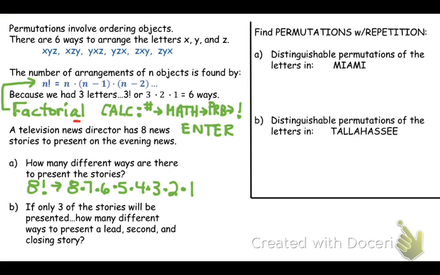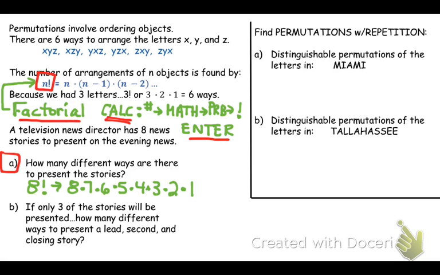So a new concept is factorial, and it's written with an exclamation mark. And to put it into the calculator, you type in the number, math, PRB, factorial, or the exclamation mark, and hit enter, and that would give you the value. And that would be a great way to figure out letter A here, where a television news director has 8 news stories to present on the evening news. So there are 8, how many different ways are there to present the 8 stories?